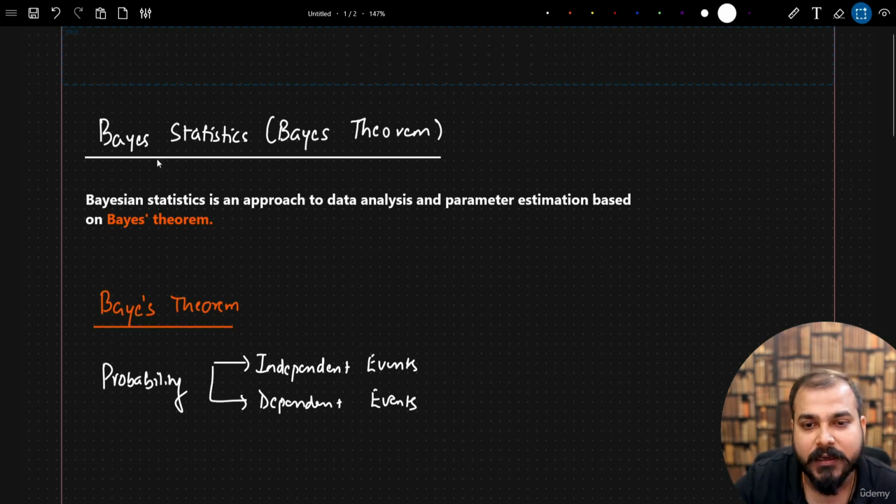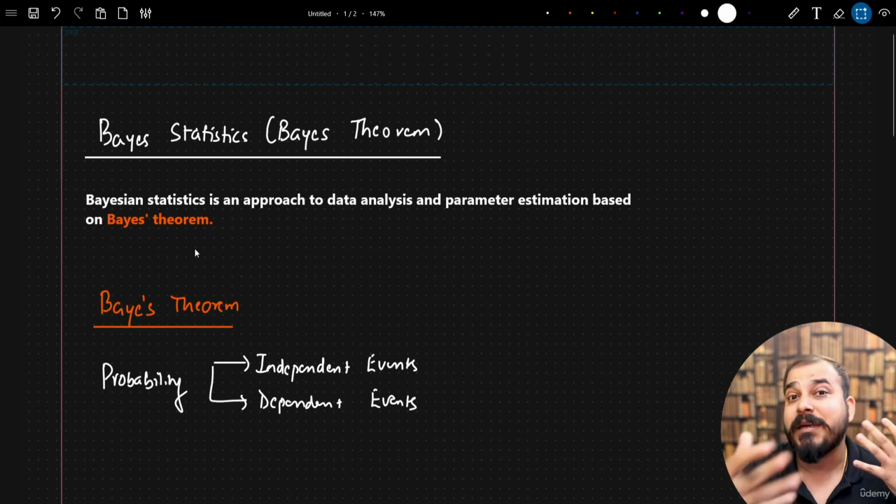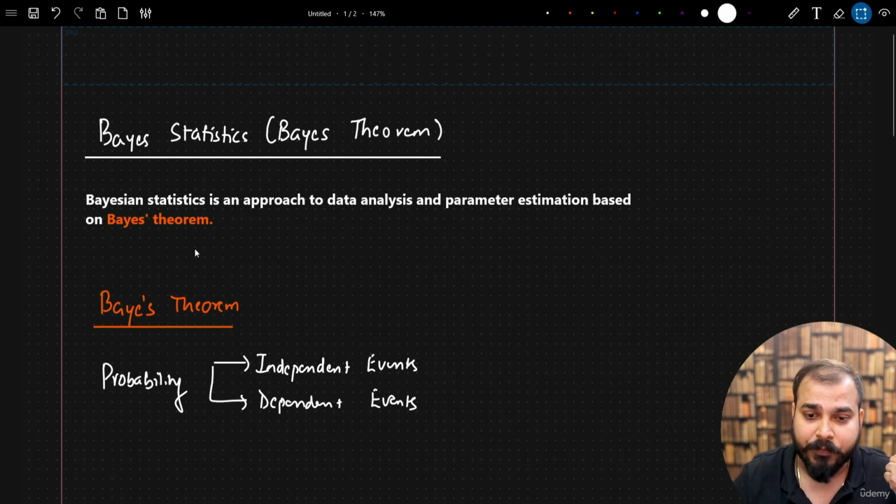So to begin with, over here is the definition. Bayesian statistics is an approach to data analysis and parameter estimation based on Bayes theorem. So with the help of Bayes theorem, we will try to do data analysis. We'll try to even estimate the population parameter over here. So let's go ahead and understand with many examples about Bayes theorem.